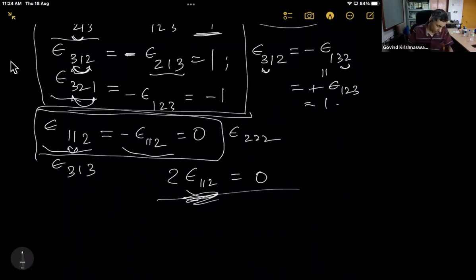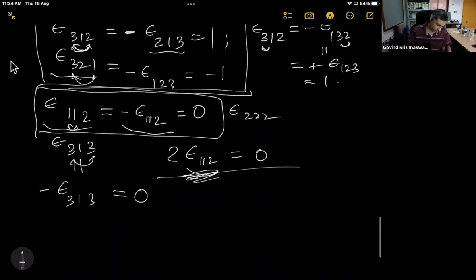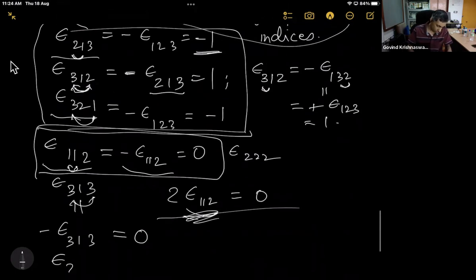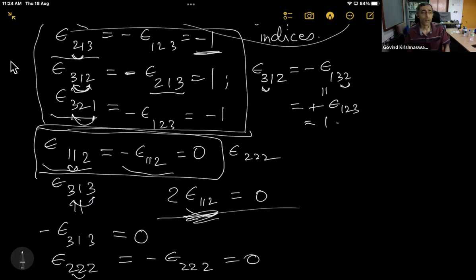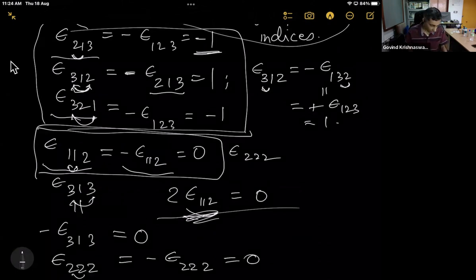Okay, so the final one, there was epsilon 313, that is equal to minus epsilon 313, exchanging the first and third, and therefore both of them have to be 0. And the final example was epsilon 222, which is minus epsilon 222 if I just exchange the first two, for instance. And that again has to be 0. So this is how one can argue that the last three are 0.